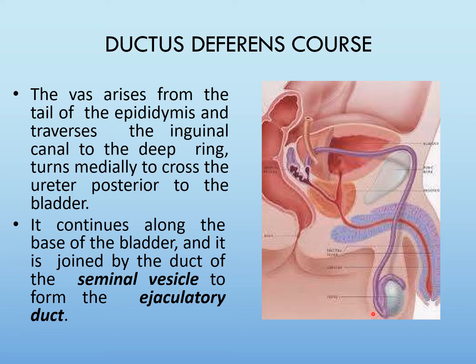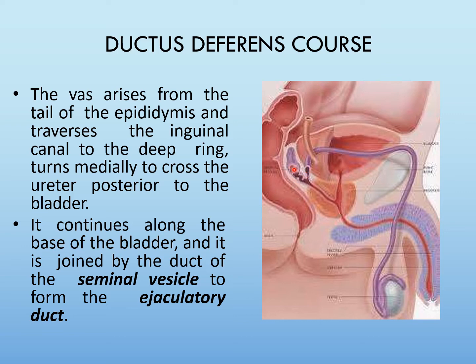It arises from the tail of epididymis. This is vas deferens. This is its tail. It arises from here. Then it goes up through the inguinal canal. Then it turns medially, posterior to the bladder, behind the ureter. Then it continues at the base of the bladder and joins with the duct from the seminal vesicle.